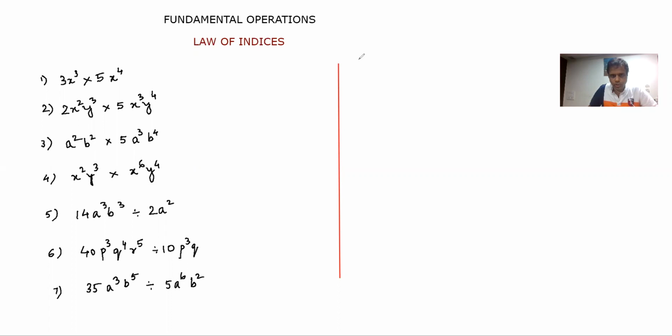First law is law of multiplication. What is law of multiplication? That if there is a number a with a power m multiplied with the same number a with a different power n, then what is the answer? The powers get added up, m plus n. Very simple. Let me give you an example.